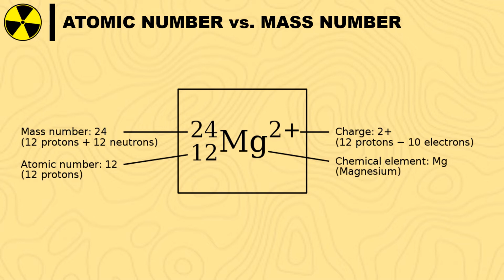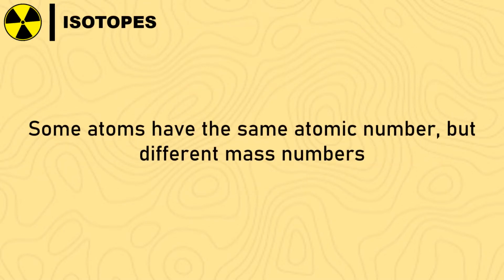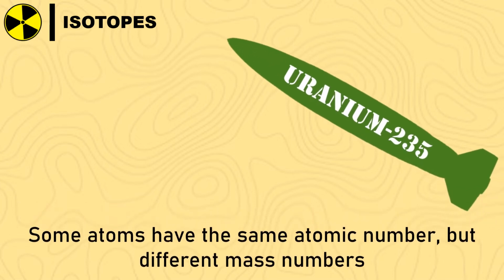But some atoms have the same atomic number but different mass numbers. This means different numbers of neutrons, right? Such atoms are called isotopes. The existence of isotopes was shown by mass spectroscopy experiments, wherein elements were found to be composed of several types of atoms, each with different masses.